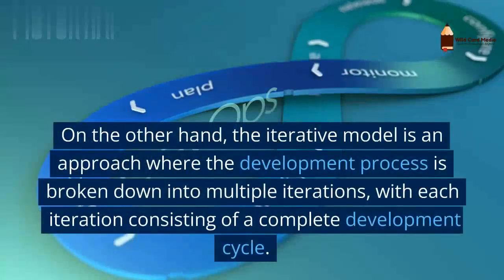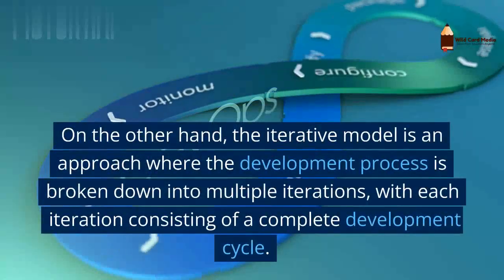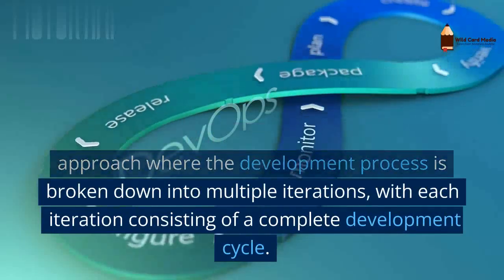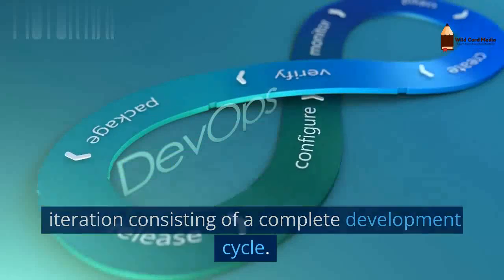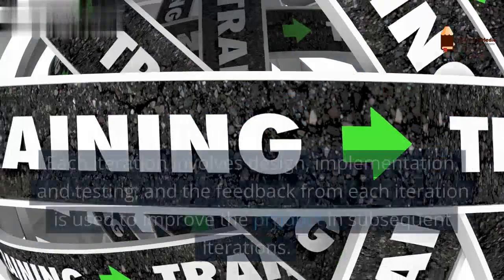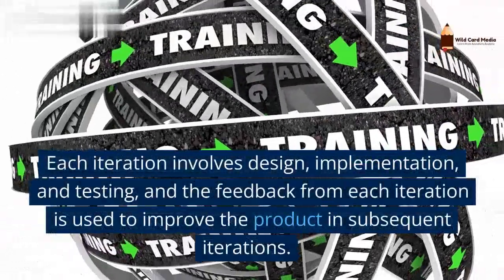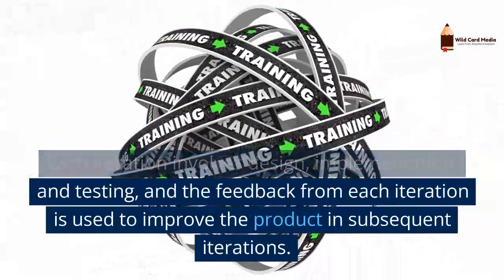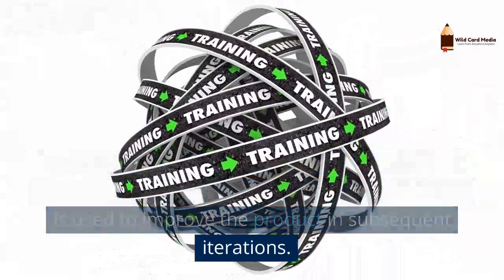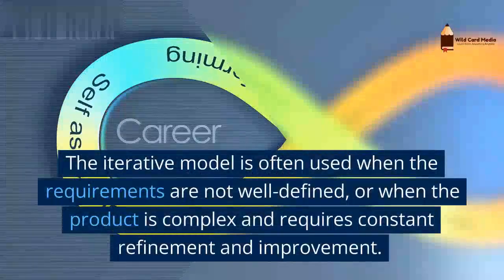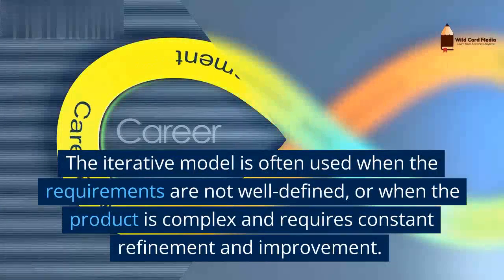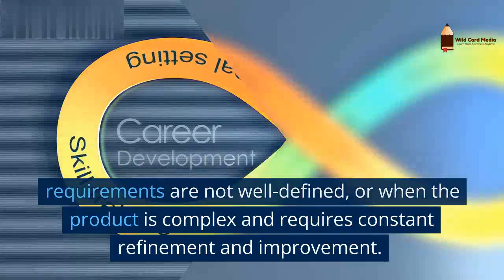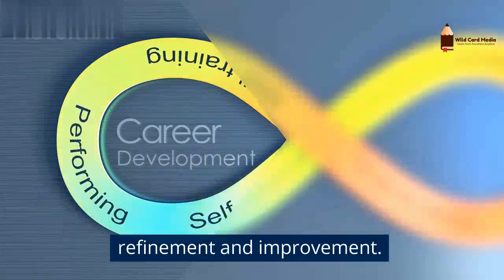On the other hand, the iterative model is an approach where the development process is broken down into multiple iterations, with each iteration consisting of a complete development cycle. Each iteration involves design, implementation, and testing, and the feedback from each iteration is used to improve the product in subsequent iterations. The iterative model is often used when the requirements are not well defined, or when the product is complex and requires constant refinement and improvement.